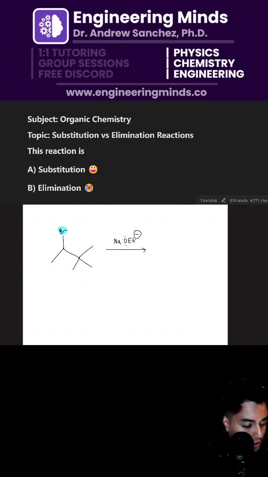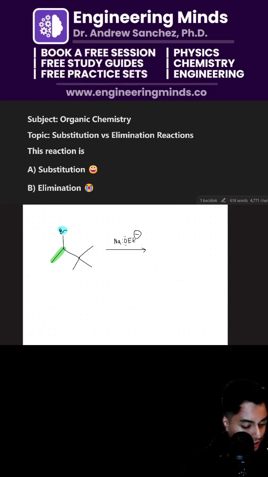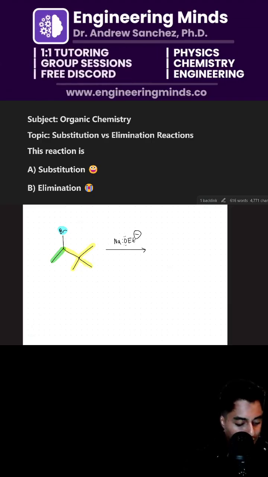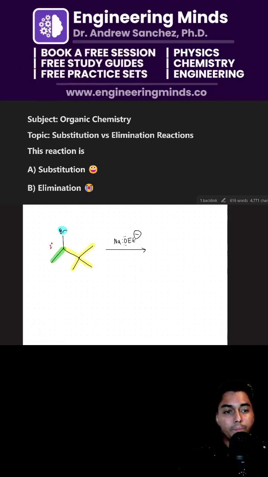So on the left-hand side, that's one compound here. That one's in green. And on the right-hand side, I see this entire structure is a different color. That's why it's called secondary. Okay, because our alkyl halide is gonna leave here.